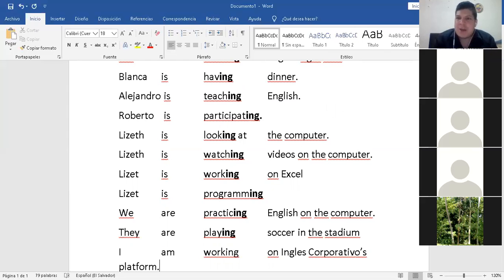No lo vamos a cambiar. I am working on English corporativos platform. ¿Por qué no lo cambiamos? Porque inglés corporativo es un nombre, entonces no es necesario cambiarlo. Nosotros vivimos en El Salvador, no vivimos en The Savior, que es como se traduce Salvador.